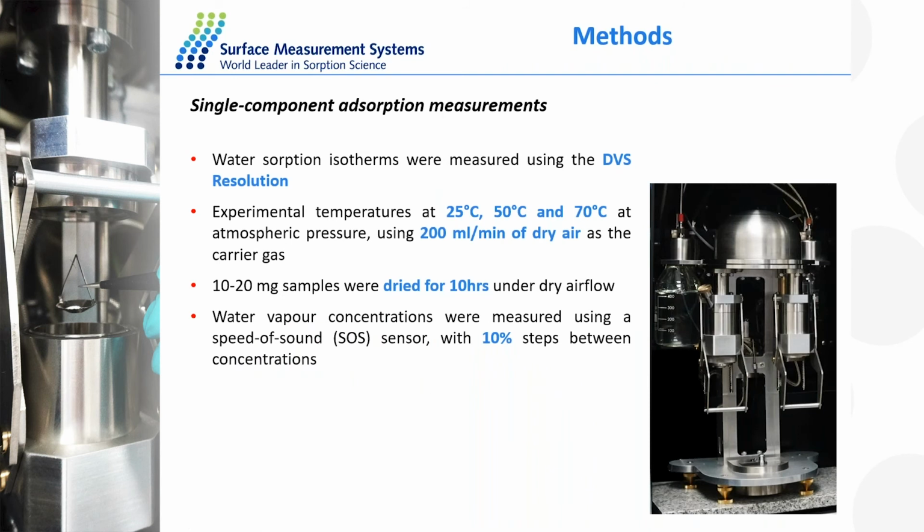So with regards to our DVS experiments, we carried out experiments with regards to water absorption. And in this case, we used the DVS Resolution, and we carried out experiments at 25, 50, and 70 degrees Celsius, using 200 milliliters per minute of dry air. We also dried our samples for 10 hours. And we used relative humidity steps from 0% to 95% with 10% step increments.